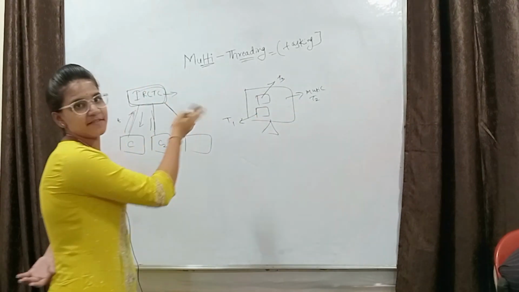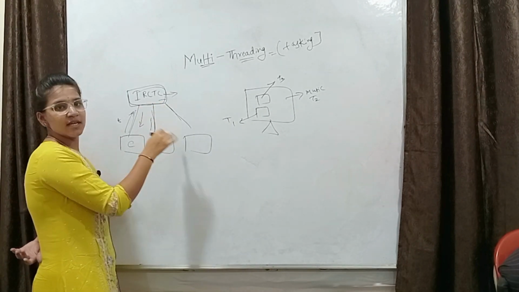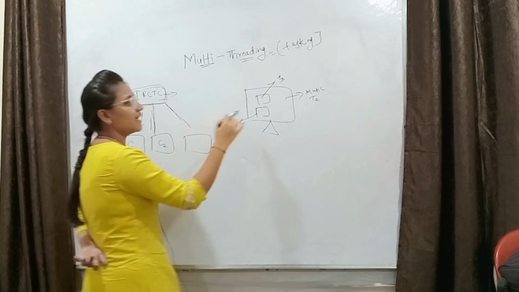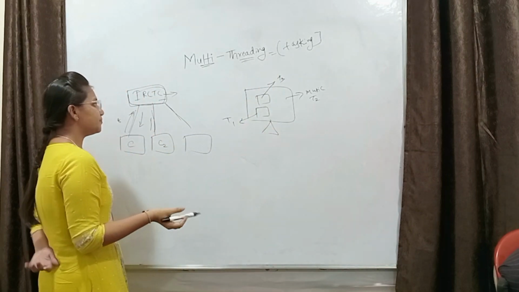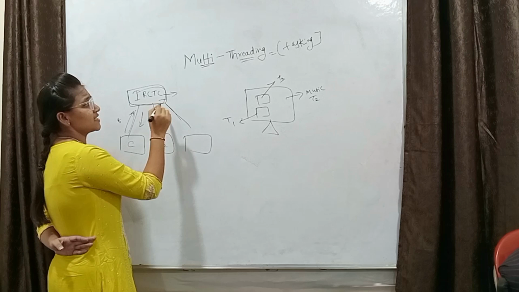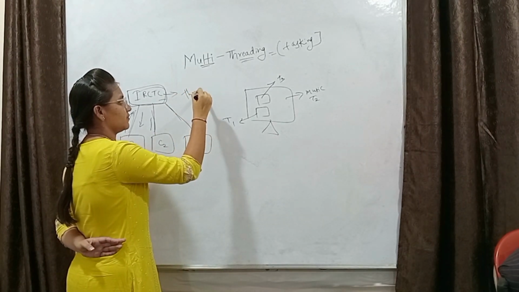So what is the difference between these? As I said, one task will perform multiple threads, whereas here there are multiple tasks. This is one difference. And the second difference is that here the CPU switches between the threads.